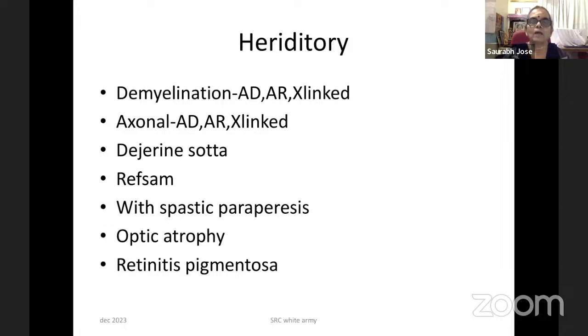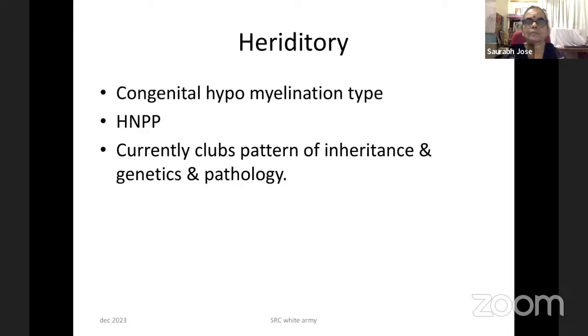Then based on the pathology, you can call them demyelinating. If there is a demyelinating pathology, that is type 1. Type 1 is demyelination, with weakness, areflexia, and delayed conduction, and it can be autosomal dominant, autosomal recessive, or X-linked. Type 2 is axonal, and again it can be autosomal dominant, recessive, or X-linked. Then you have the other phenotypic varieties, which I have already discussed. You also have other neuropathies like congenital hypomyelinating neuropathy, which becomes very symptomatic in early childhood. Small children present with neuropathy.